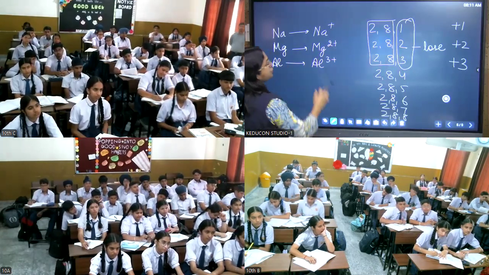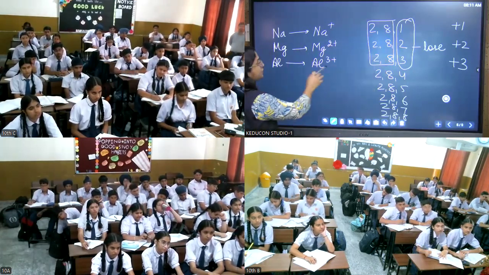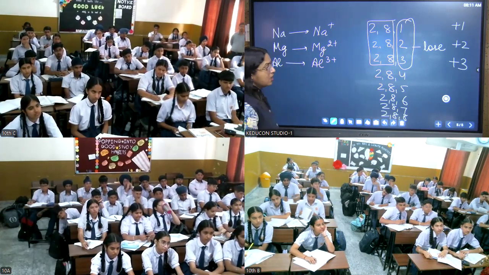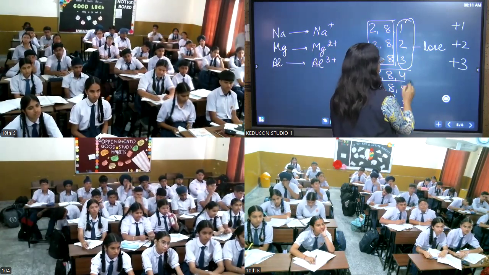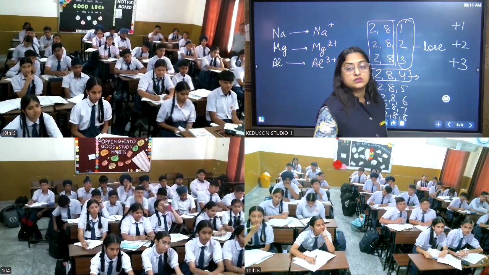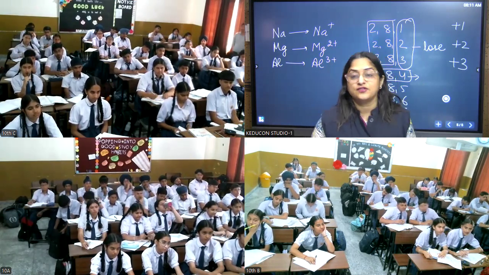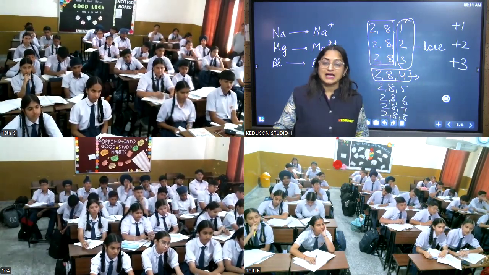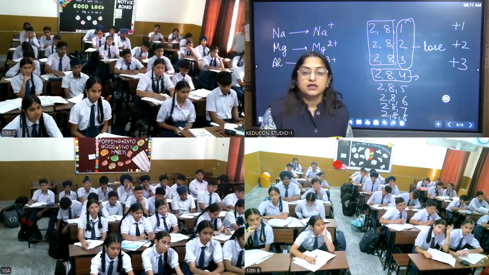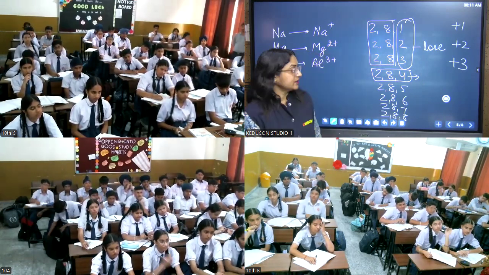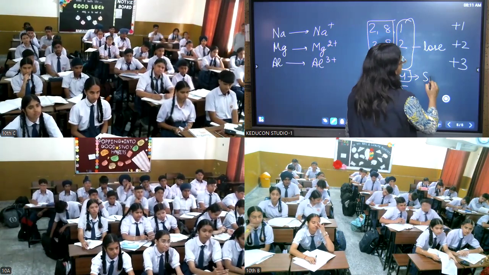This tends to lose 2 electrons to get stable. This tends to lose 3 electrons to get stable. What about this one? It cannot lose or gain 4 electrons. It is very difficult. It does not have this much amount of energy in order to gain or lose 4 electrons. So it shares.